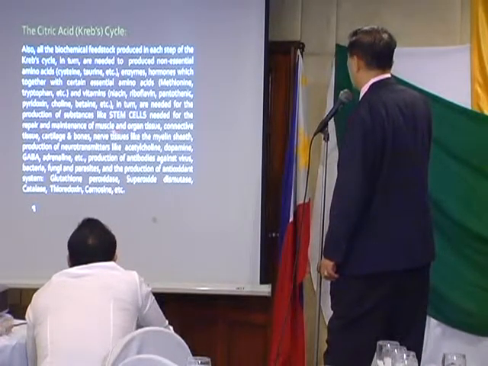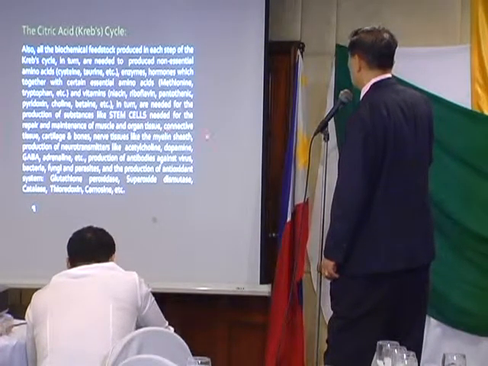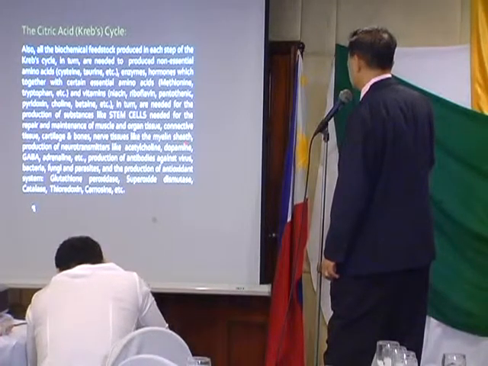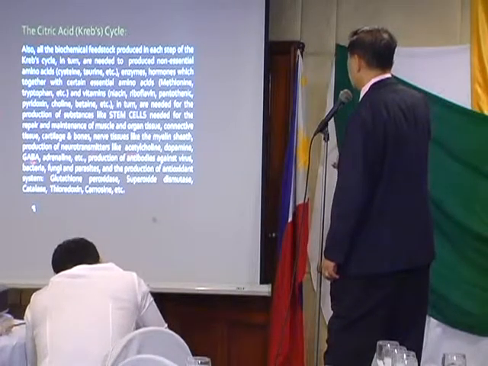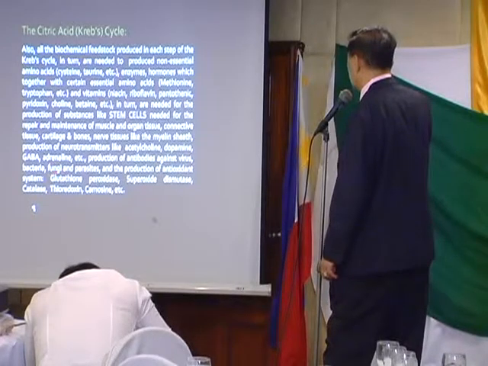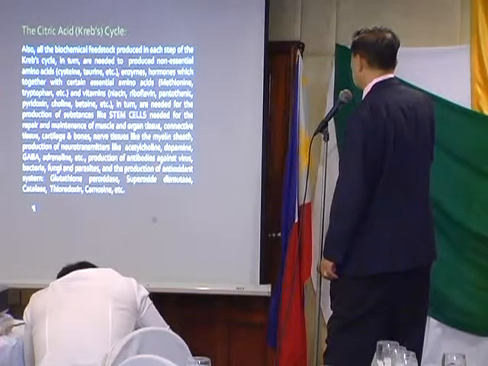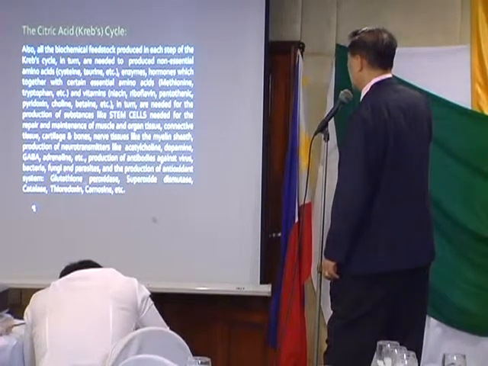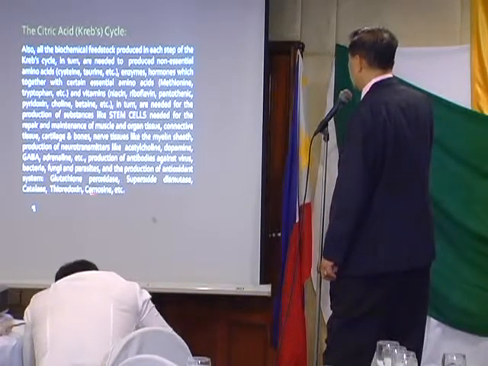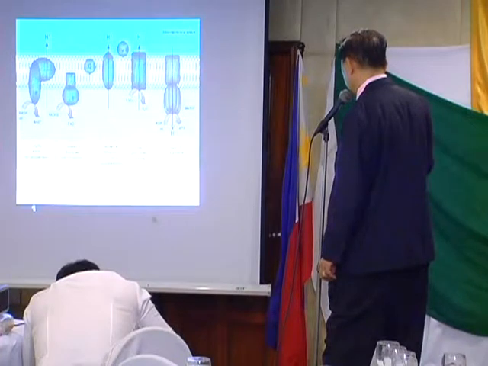repair and maintenance of muscle and organ tissue, connective tissue, cartilage, and bones, nerve tissues like the myelin sheath, production of neurotransmitters like acetylcholine, dopamine, GABA, adrenaline, production of antibodies against virus, bacteria, fungi, and parasites, and the production of antioxidant system, glutathione peroxidase, superoxide dismutase, catalase, thioredoxin, carnosine, etc.